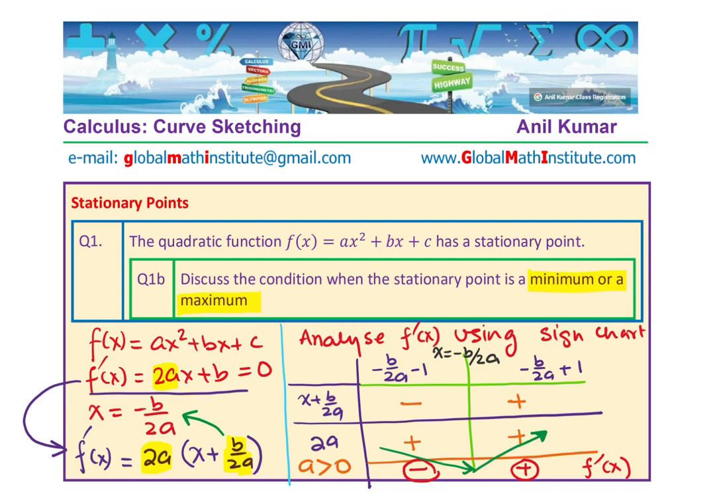And that results into what? That results into a minimum value. So we get a minimum. Do you see that? So we have come to a conclusion that if a is greater than 0, then at x equals minus b by 2a, we have a minimum value. Is that correct? Perfect. Now, I would like you to check the value when a is negative. Make the same interval chart and check it.